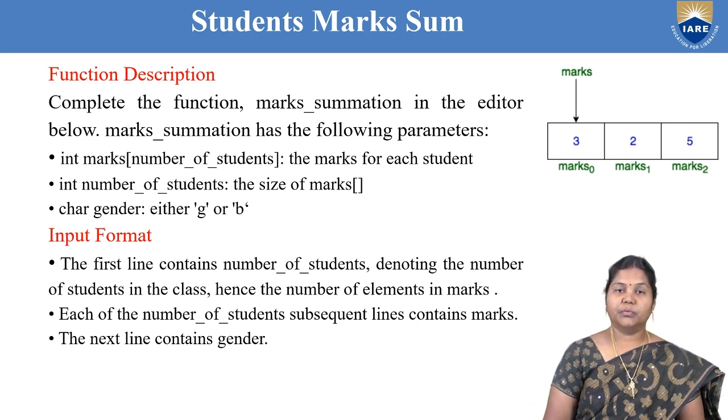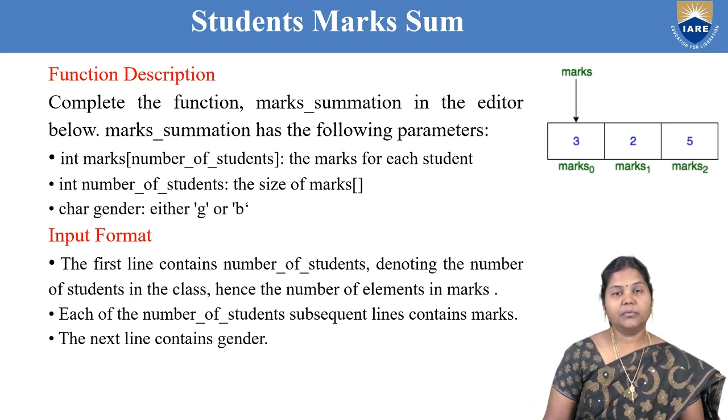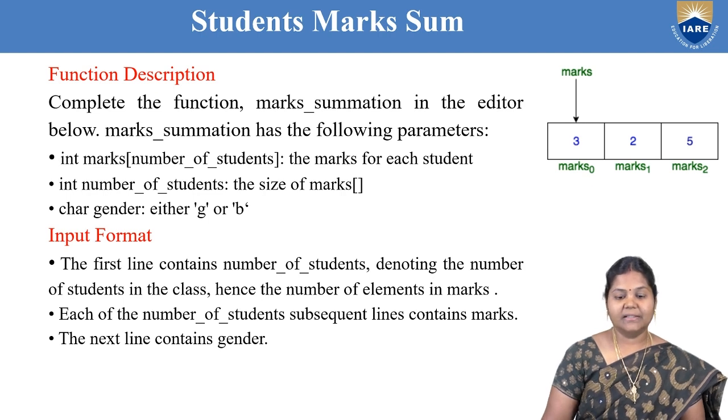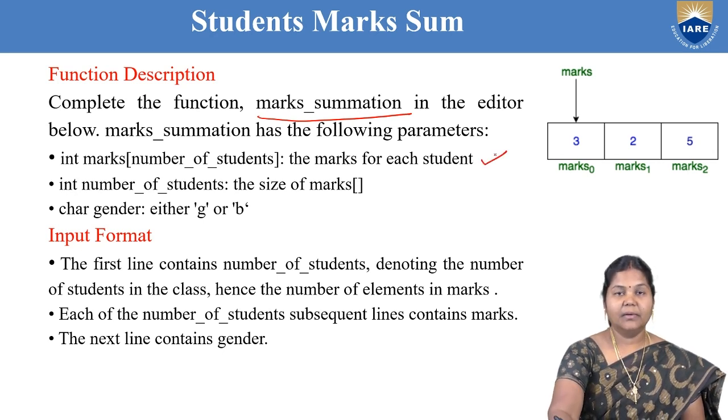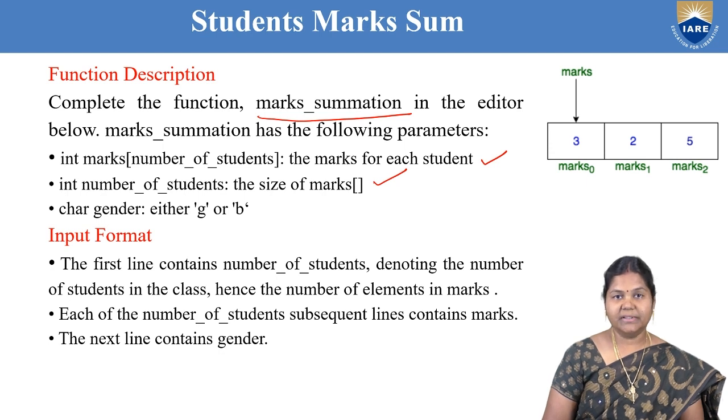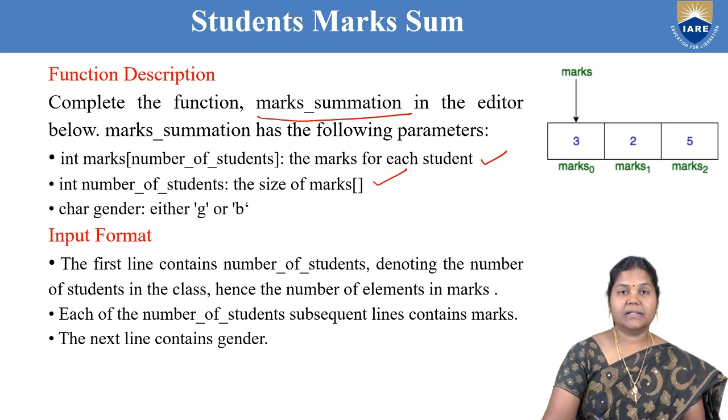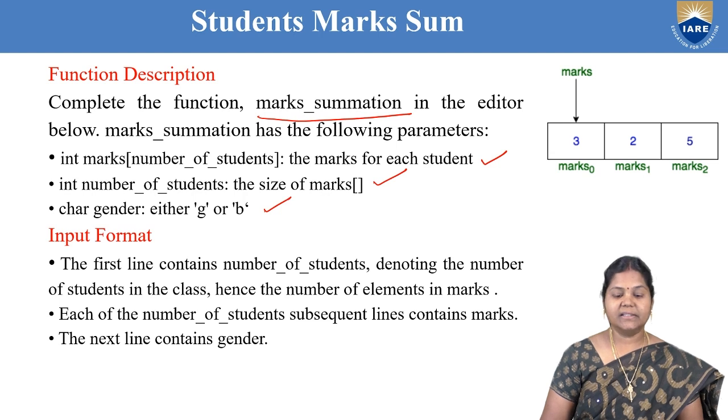Now what you have to do in this program? You have to write a function called the mark summation function. This function will contain the marks of each student, and it will take three parameters. One is the marks array, which contains the marks of boys and girls. The second input is the number of students, which is the size of the array, that is the number of students whose marks are stored in the array. And you also have to read the gender, which is either G or B.